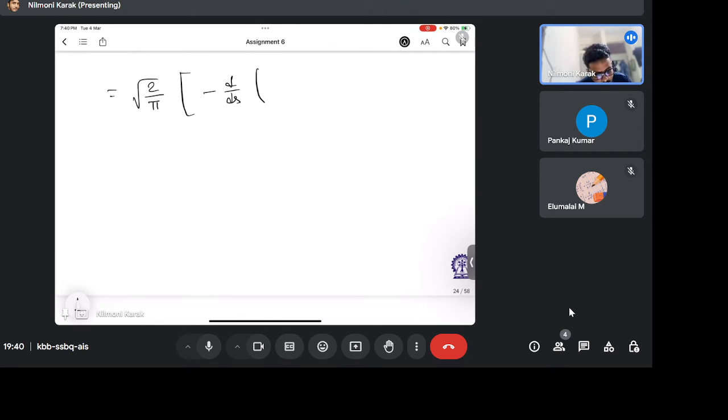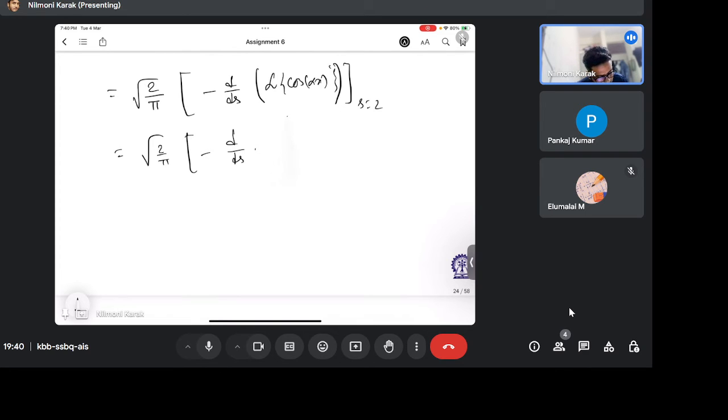What is the Laplace transform of cos alpha x? So let me write first here cos alpha x, and at s equals to 2, root 2 by pi, minus d/ds.